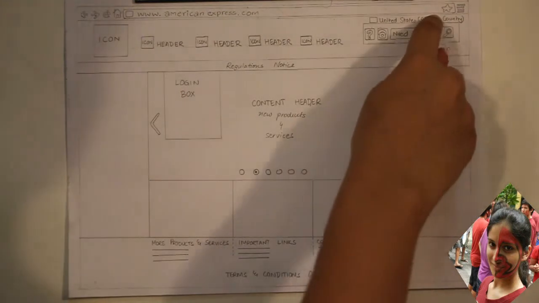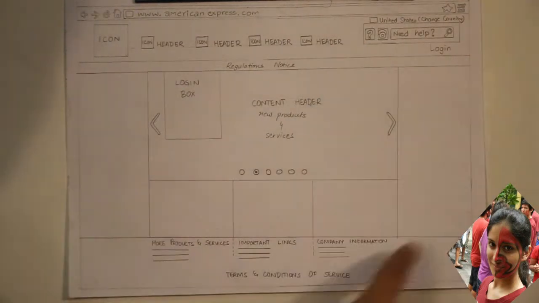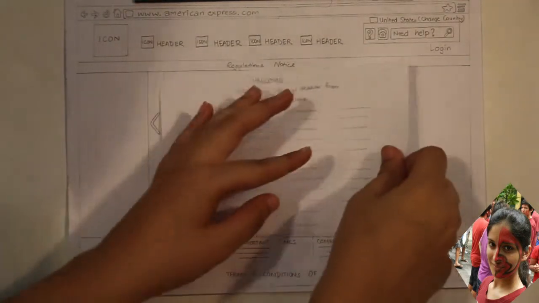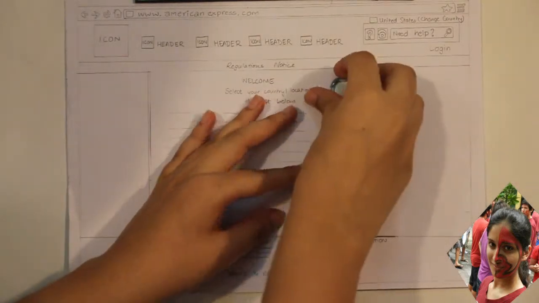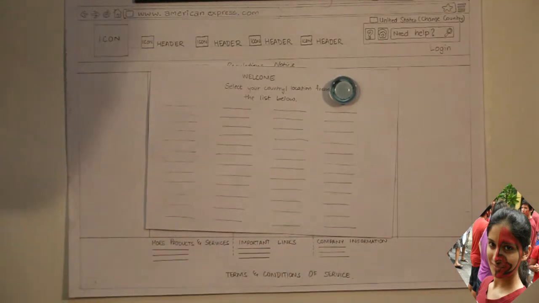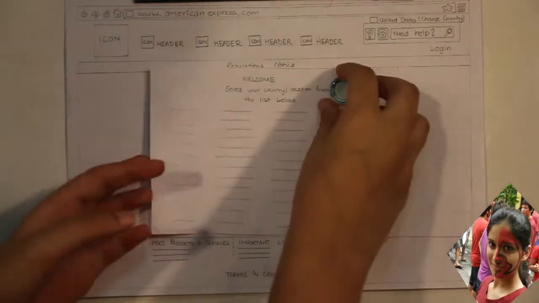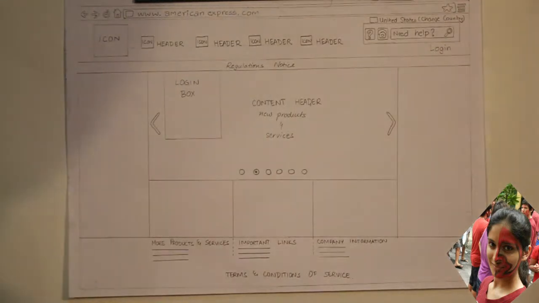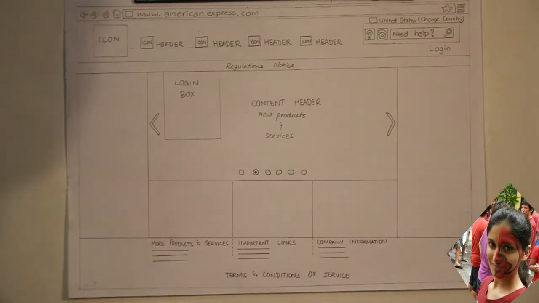If the user clicks on change country, then this section of the page would get blacked out and be replaced by this section. This section will have different country names where you can click and proceed to that particular country's website. Next, we have a regulations notice. For example, the European Union necessitates that the company inform its customers of cookie collection policies.